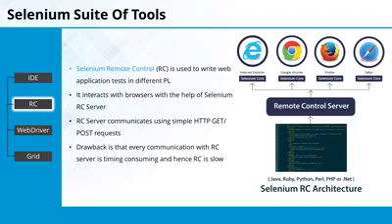So there's the entire thing: GET, POST, delete, and update. If you've heard about them, they're called CRUD operations, right? Create, read, update and delete. The drawback is that every communication with the RC server is time consuming, and hence RC is slow.